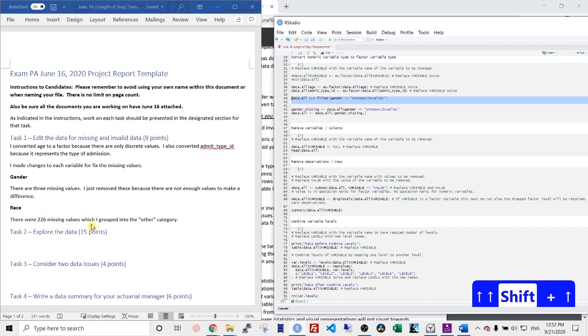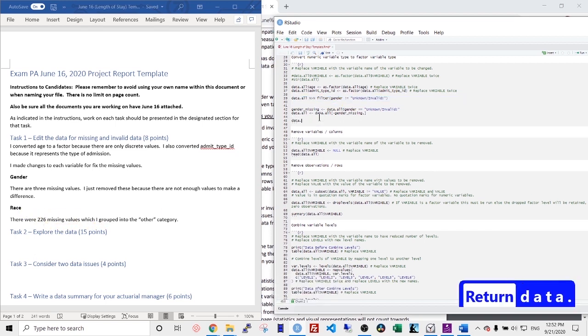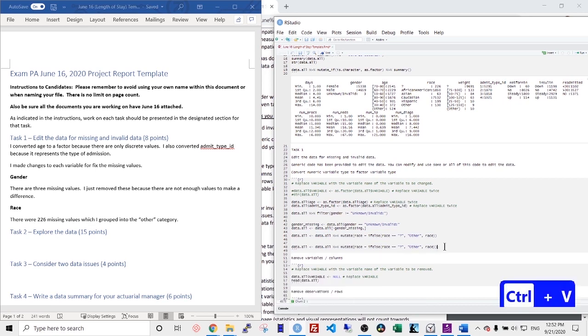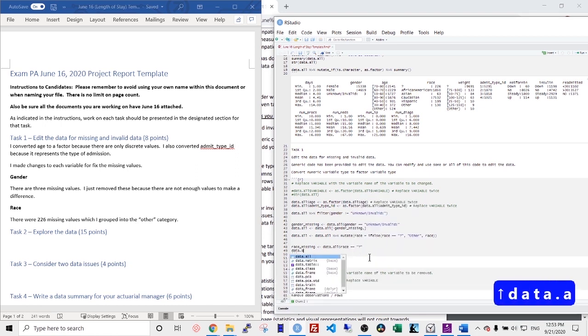So race has 226 missing values. So data.all is equal to data.all, and then I'll mutate race is equal to if else, race is equal to question mark, then yes, I would say Other with an uppercase O, and no, I'll just keep it as race. And if you wanted to do this with base R, you would do data.all. First, you have to find the records which are missing. So you'd say race missing is equal to data.all race is equal to question mark, right? And then you say data.all. Now you have to select race, right?